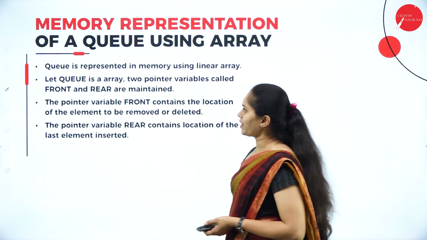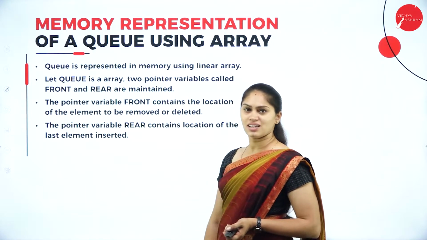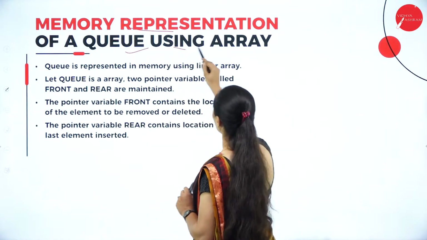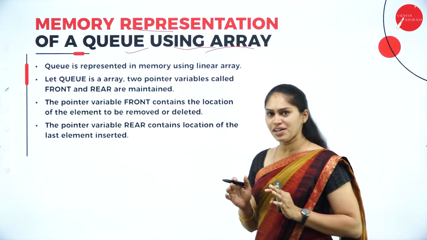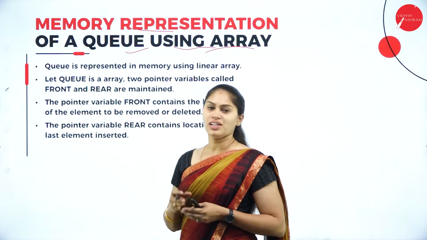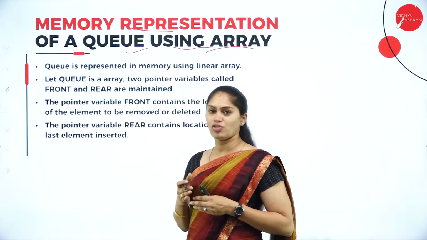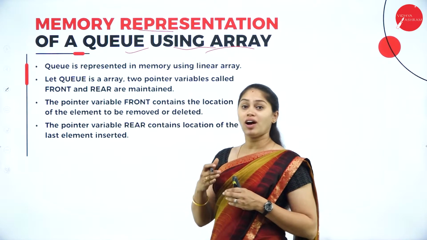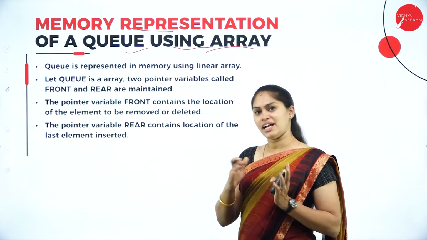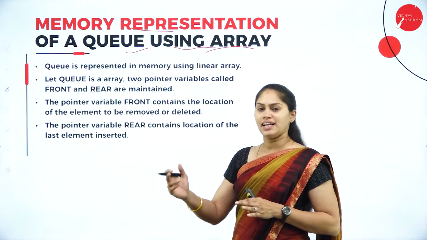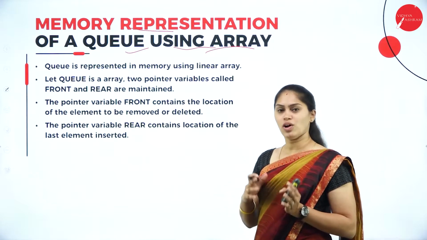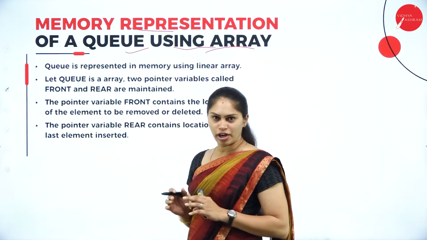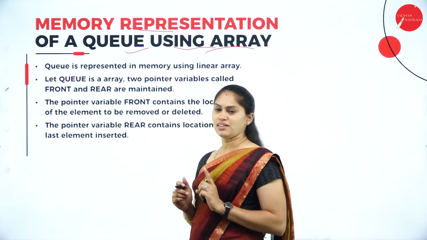So next, you can see here how we are going to represent this queue in memory. That is, memory representation of a queue using an array. Already we know an array is a collection of homogeneous, or same kind of, elements. A queue is also an ordered collection of elements, and insertion will be at the rear end, deletion will be at the front end. So it follows FIFO, that is first in, first out.